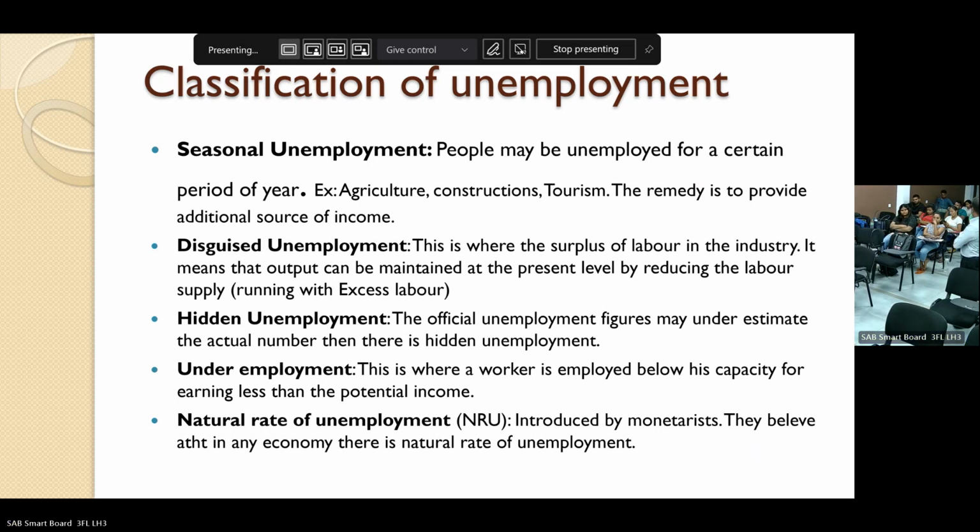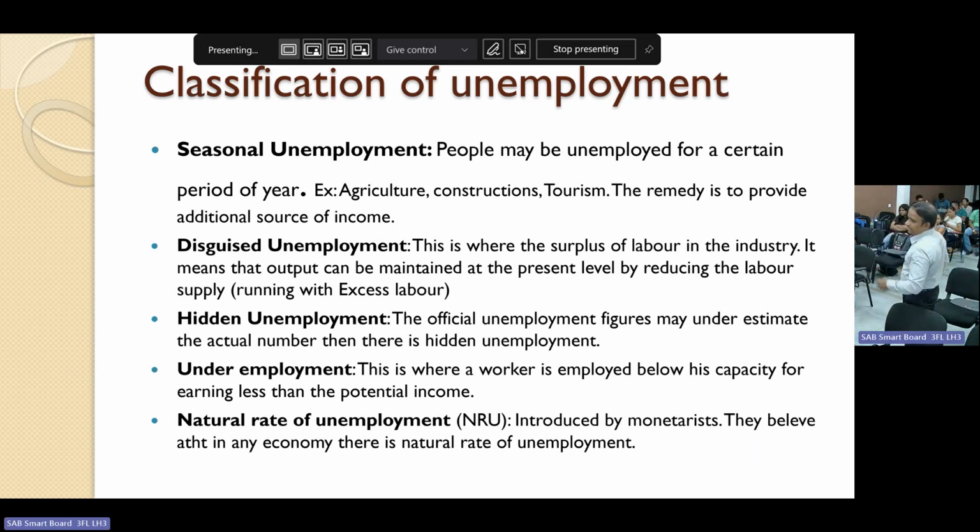The underestimate. The actual rate may be higher, because there will be hidden unemployment and underemployment also. That is a situation where we are qualified but employed below our capacity. Many graduates will work as clerks, not using their full capacity. That is a poverty indicator: employed, but getting low income.